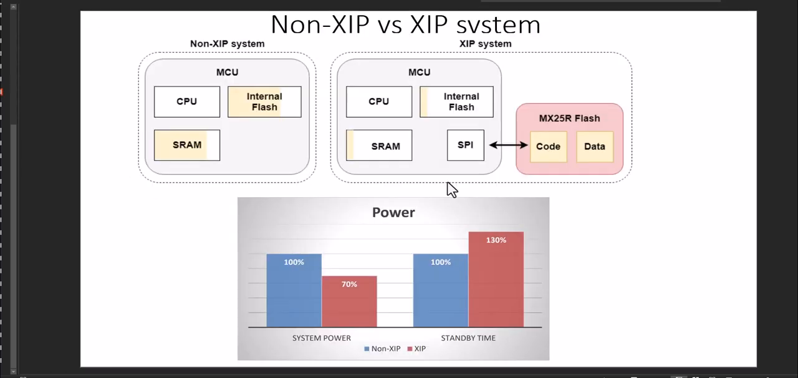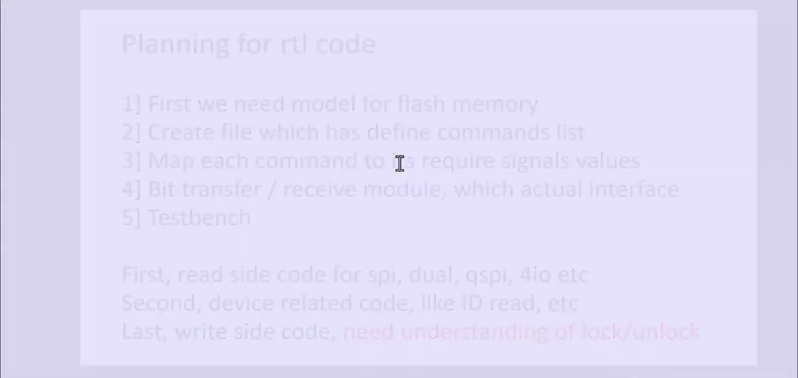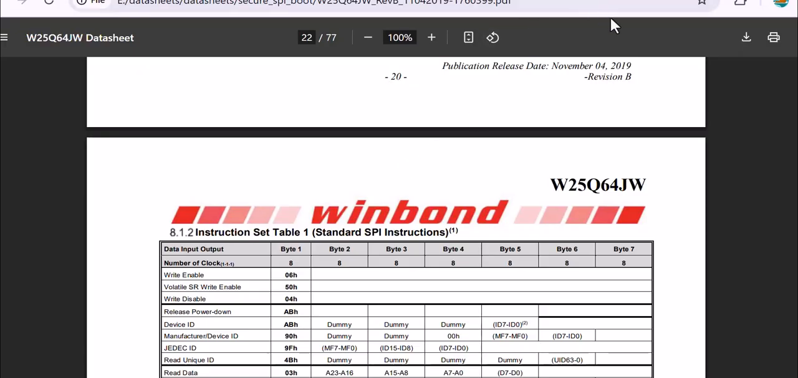Last video I mentioned that this flash provides us the XIP system. I found a nice diagram, so I just put it here for your reference. So the planning for the IP design: first we need the model of the flash. For the model of the flash you can refer to the websites that I have shown here.